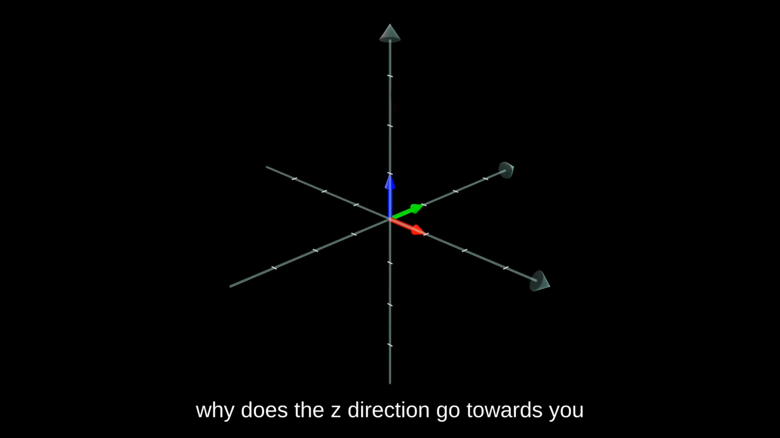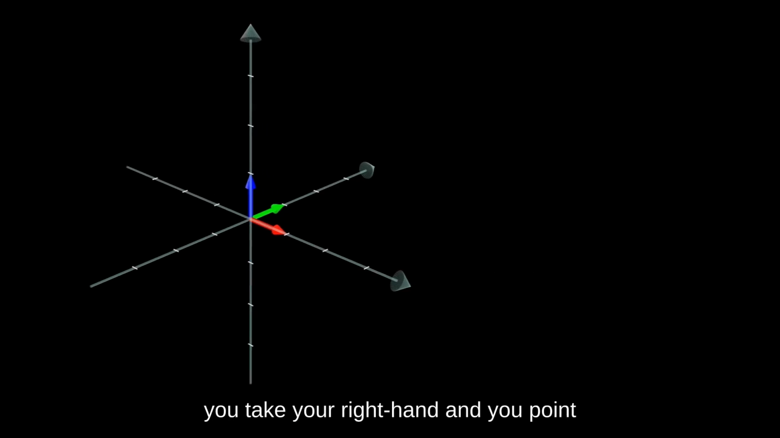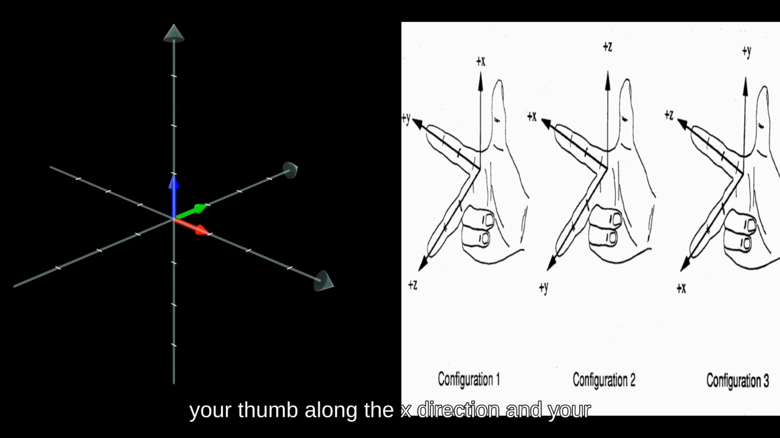Now, why does the z direction go towards you and not the other way? It's because the graphics world standardized on a right-handed coordinate system, except for Microsoft with DirectX, but that's just because Microsoft never knows what they're doing. The right-hand rule means that if you take your right hand and you point your thumb along the x direction and your index finger along the y direction, forming kind of an L shape, then your middle finger being perpendicular to both of those, it naturally points in the z direction towards you. We'll use this hand rule to keep ourselves oriented manually quite a bit in this course.